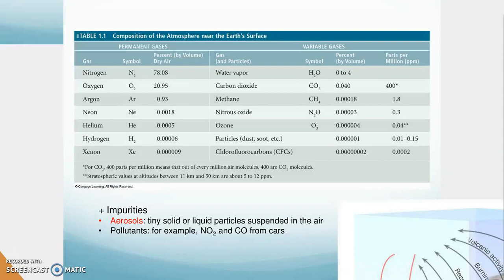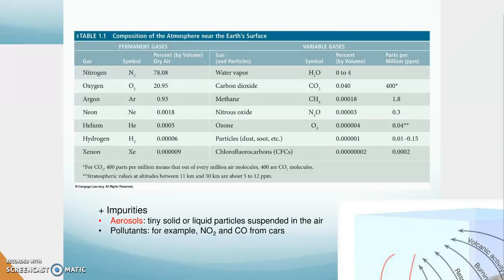On the right side of the table, you see other gases that are more variable, where the numbers change from time to time. For instance, the amount of carbon dioxide in the air varies a lot with season. Higher amounts of carbon dioxide when it's in summer and lower amounts of carbon dioxide in winter. So you have carbon dioxide, methane, nitrous oxide, and ozone, as well as other particles and aerosols in the atmosphere.